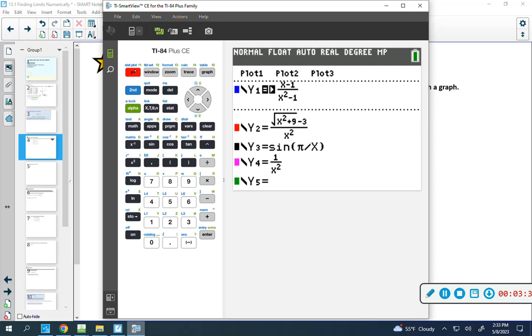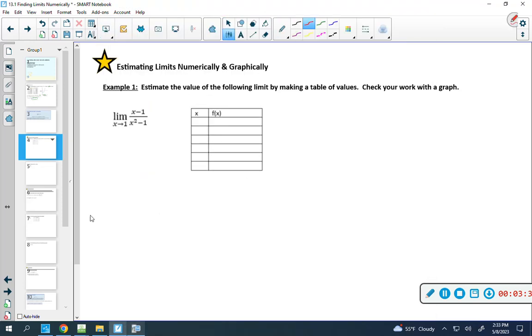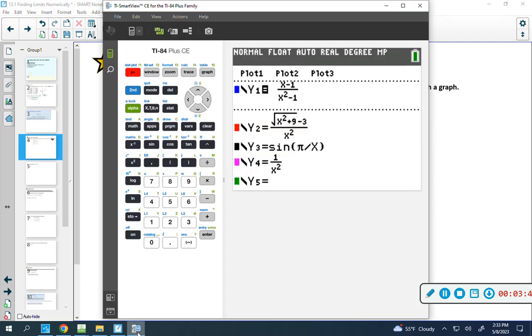So you get yours typed in. So what I'm taking a look at, of course, is what value x is approaching. So we're approaching 1. So when I pull up my table, and we'll look at the graph in a minute too, when I pull up the table, I'm going to have it start at 1. So once you have that typed in, go to Table Setup, which is second window.